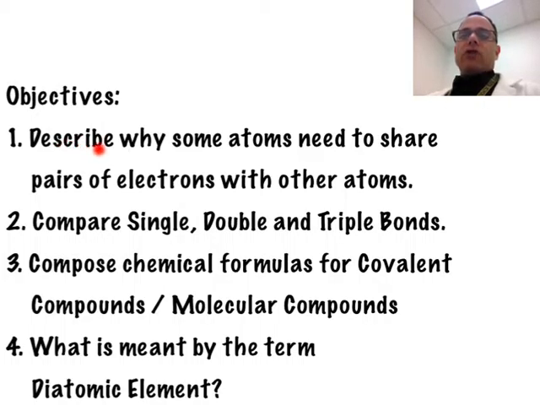Okay, the objectives. One: describe why some atoms need to share pairs of electrons with other atoms. Two: compare single, double, and triple bonds. Three: compose chemical formulas for covalent compounds, which we also call molecular compounds, and explain what is meant by the term diatomic element.